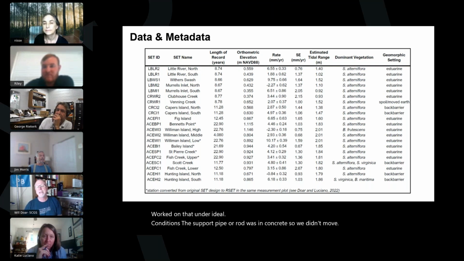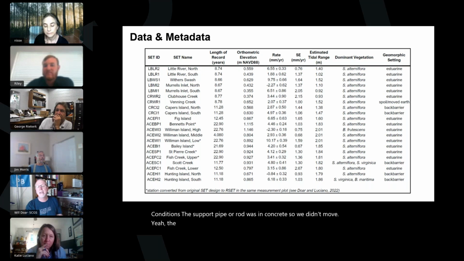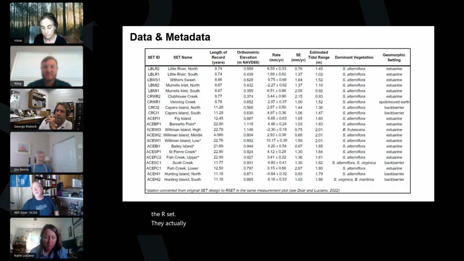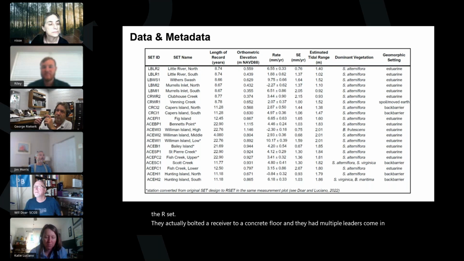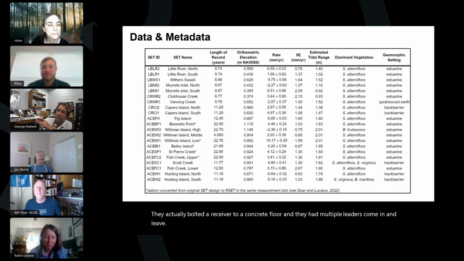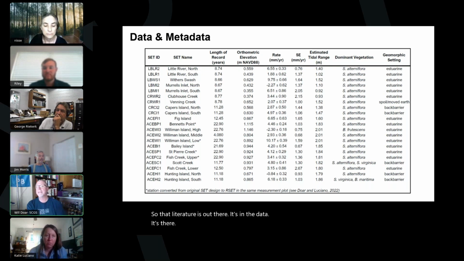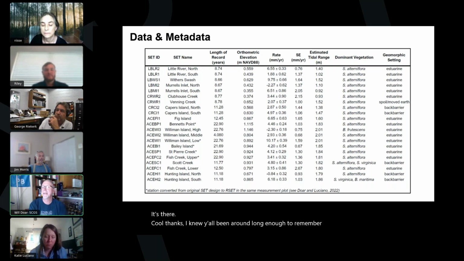Yeah, the Cahoon 2000 paper, it's either A or B, one of the 2000 papers where they do the RSET. They actually bolted a receiver to a concrete floor, and they had multiple readers come in and read. So that literature is out there. It's in the data. Yeah, so it's there. Cool, thanks. I knew y'all had been around long enough to remember those, with my brain failing.